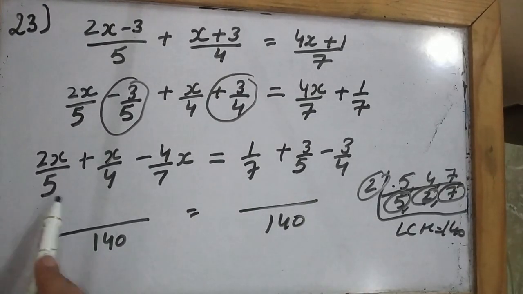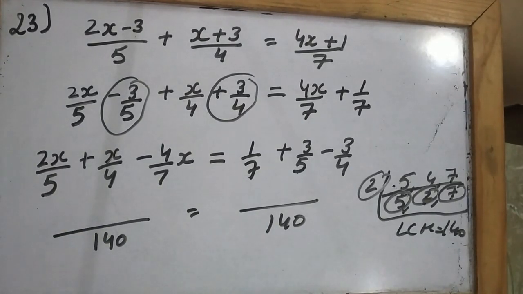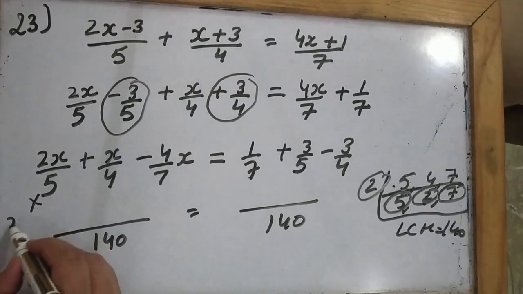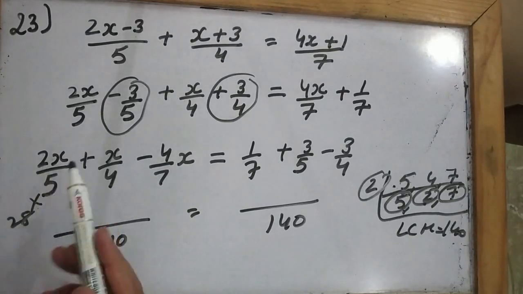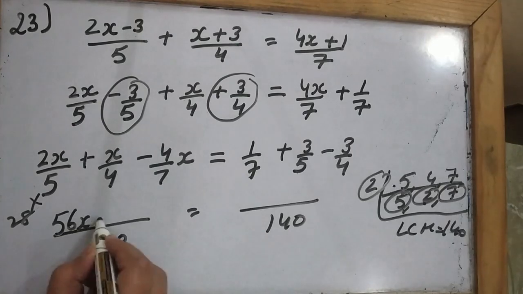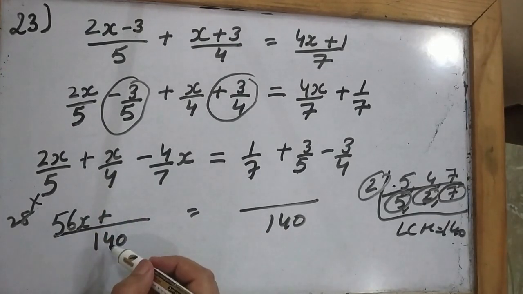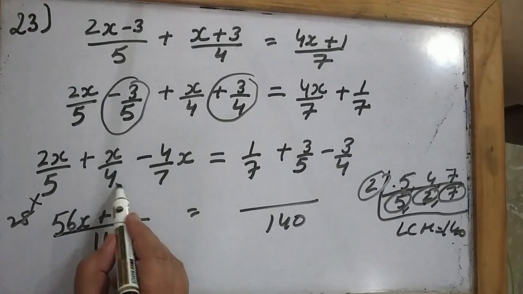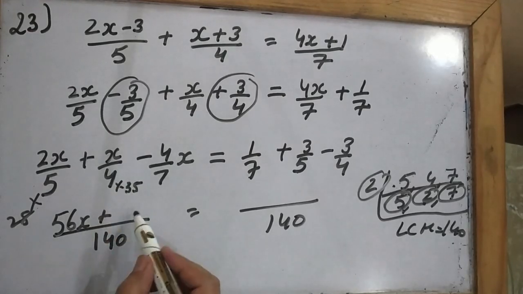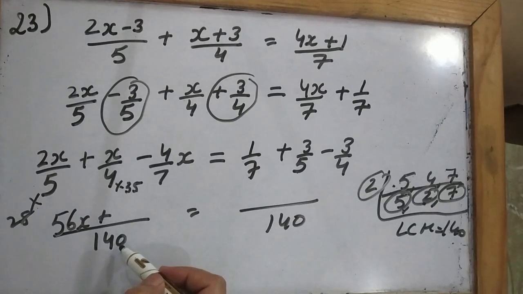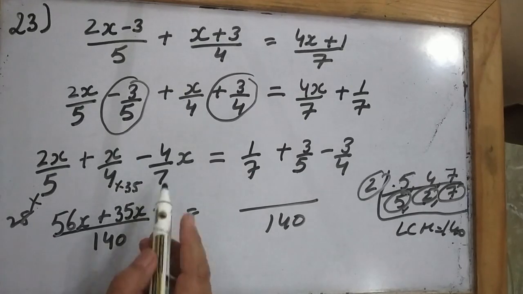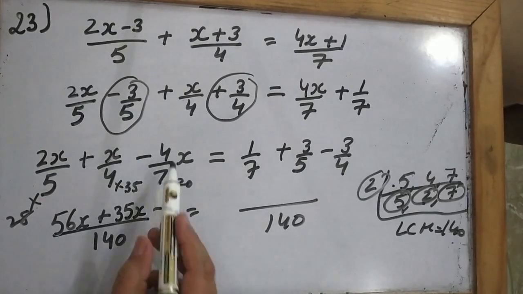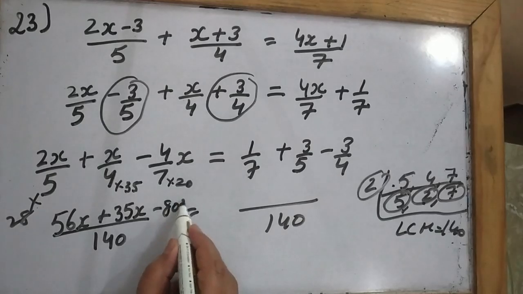140. Now how many 5s is 140? It's 28. 5 28s is 140. So it means 28 2s is 56. Now 4 35s is 140. Yes, and 35x is 35x. Now 7 20s is 140, so 4 20s is 80x.